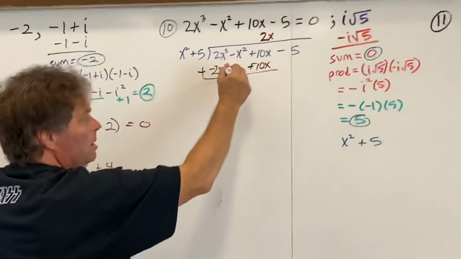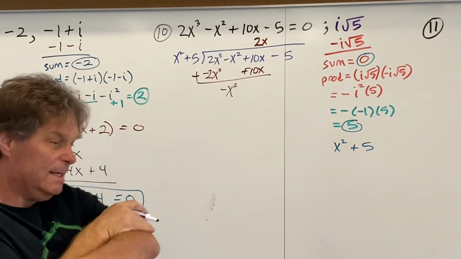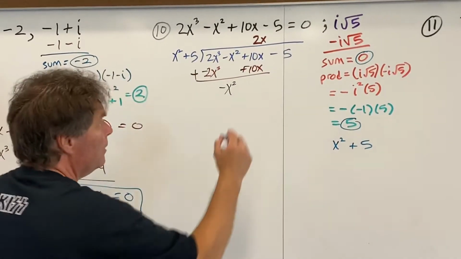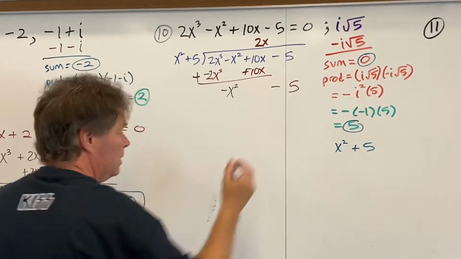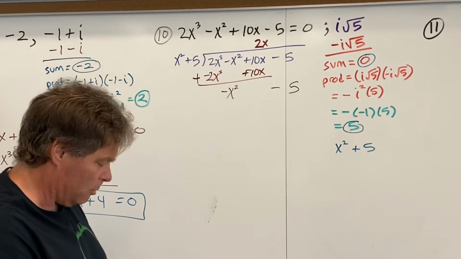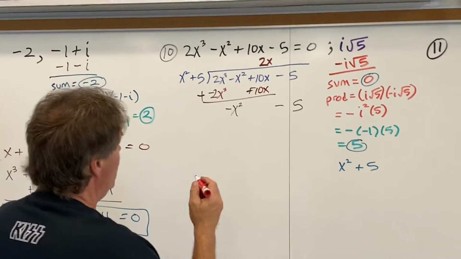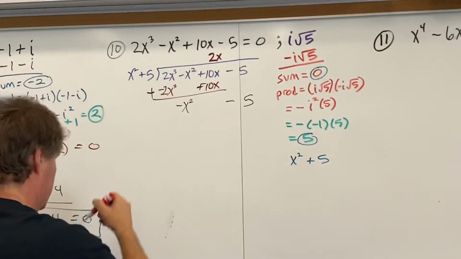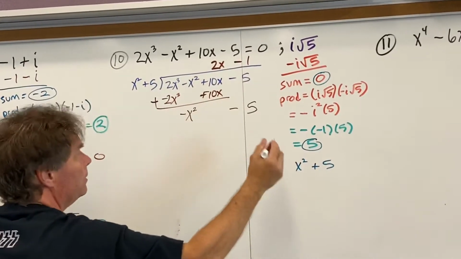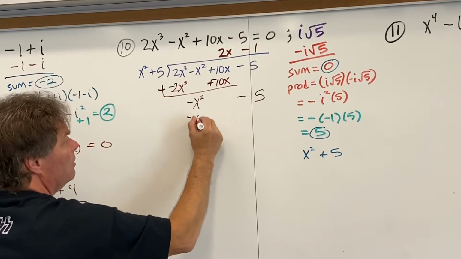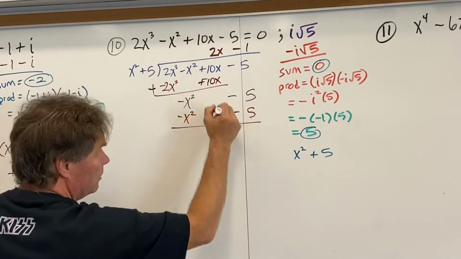What's negative x squared and nothing? Negative x squared. 10x and negative 10x is nothing. And so that's what we get there. Bring down the next guy, bring down the negative 5, and then we say, okay, what does it take to turn x squared into negative x squared? And that is going to take a negative 1. So I put negative 1 right there. Negative 1 times that is negative x squared. Negative 1 times that is negative 5. Skip the middle term.